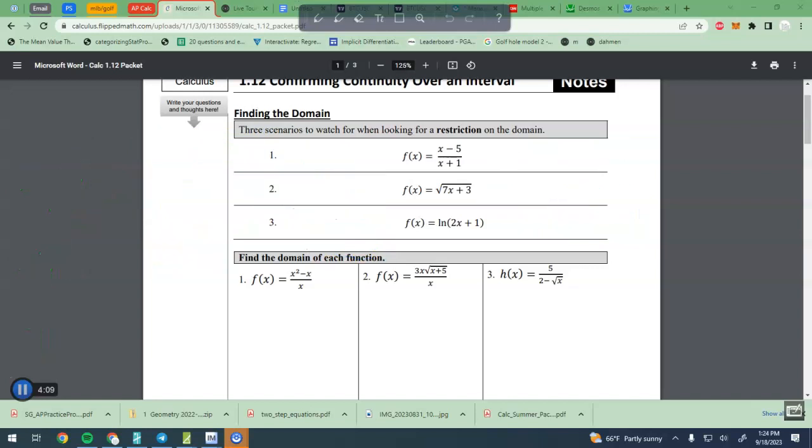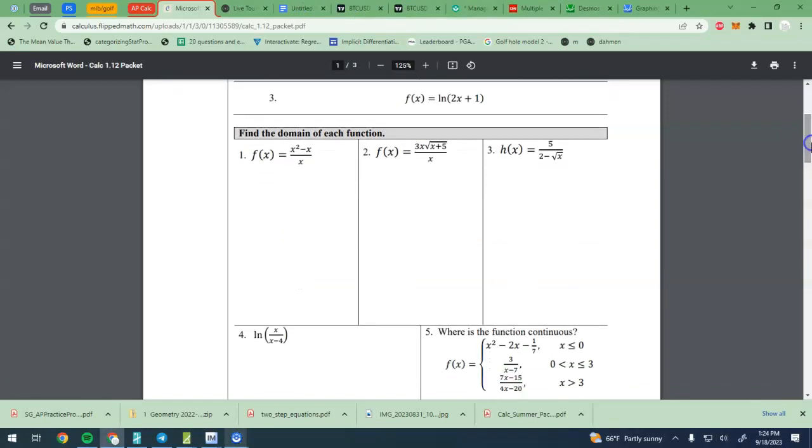Let's do some examples. I look at number 1. There are going to be no square root issues there, right? There are no natural log issues there. But there is an issue where I might get 0 on the bottom. So I set the bottom equal to 0 to figure out where that might happen. It looks like it probably would happen at x equals 0. So x cannot equal 0, right?